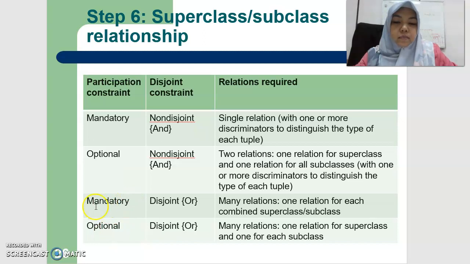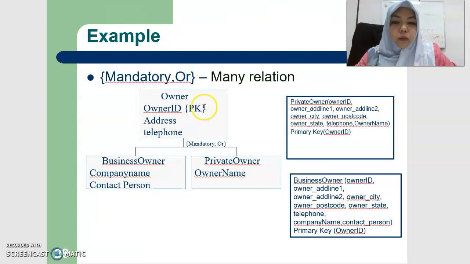So the third case is mandatory or. So for mandatory or, you will have many relations, one relation for each combined superclass and subclass. Okay, if you can see the example here, we have owner, business owner, and private owner with the mandatory or constraint. So what you have to do is combine the superclass and subclass. For each subclass, you have to combine it with the superclass, which means the number of relations you will have is the number of subclasses that you have.